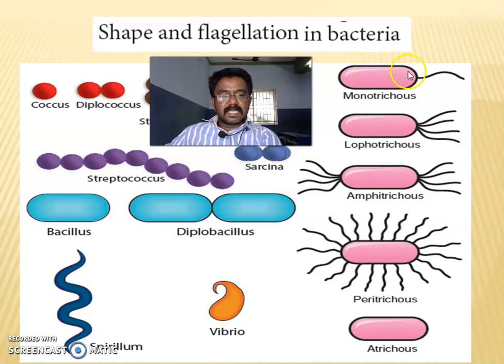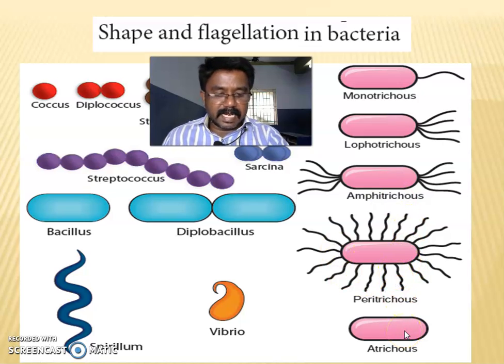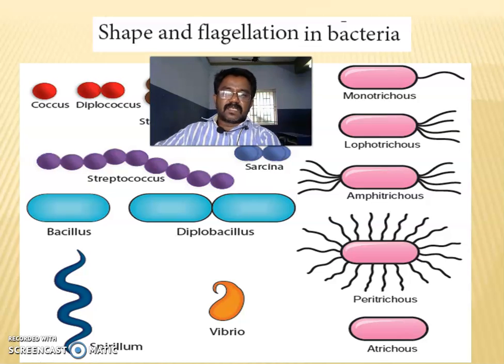Monotrichous, having a single flagellum. Lophotrichous, multiple flagella on one side. Amphitrichous, flagella on two sides. Peritrichous, flagella on all sides. Without flagella, Atrichous. This is the shape and flagellation in bacteria.